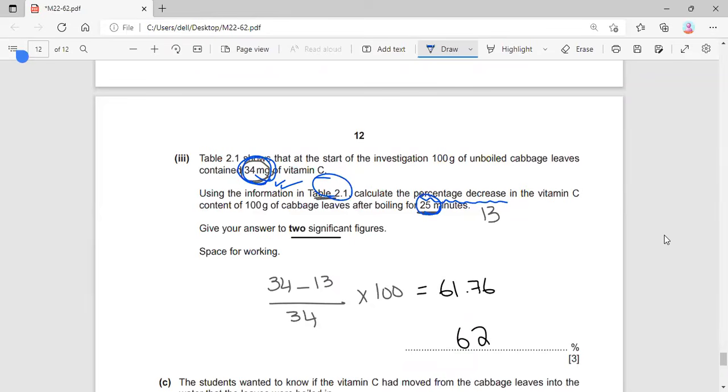How do I calculate the percentage decrease? The normal rule: change over original times 100. You get the change between the numbers, over the original number, times 100. 34 minus 13, over 34, times 100. It gave me 61.76. Take care of the rounding. He wants it to 2 significant figures. So the result is 62.